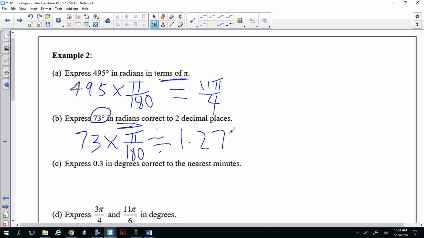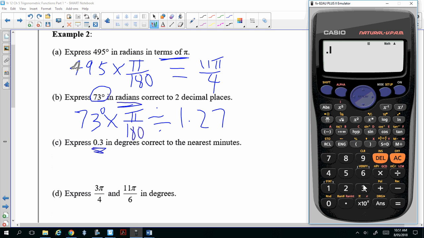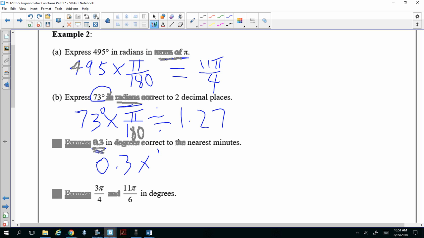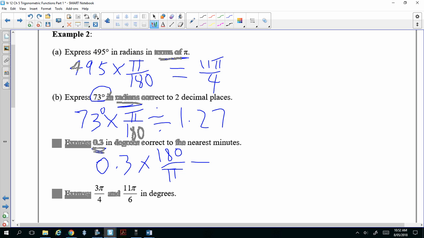Okay, how about the next one? What's 0.3? What units is that? Radian, because it doesn't have units. So if you do it on a calculator, what's the working out? 0.3 multiplied by 180 over pi. Convert your answer to the nearest minutes. So you write 0.3 times 180 over pi. To the nearest minutes, press this button, degree minutes. So 17 degrees and 11 minutes. All right, all done?